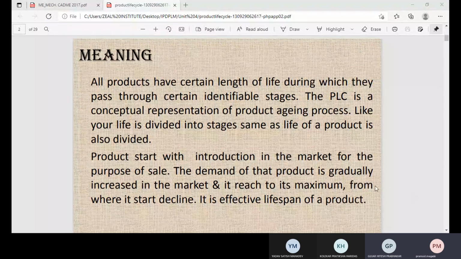Okay. Now, Pratiksha, can you tell me? Pratiksha, are you there?